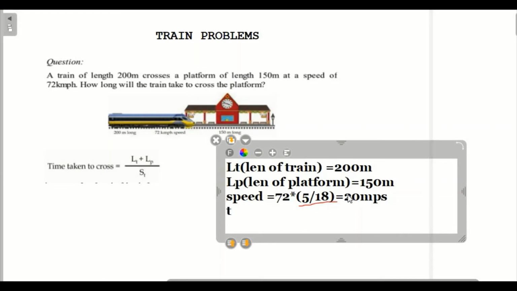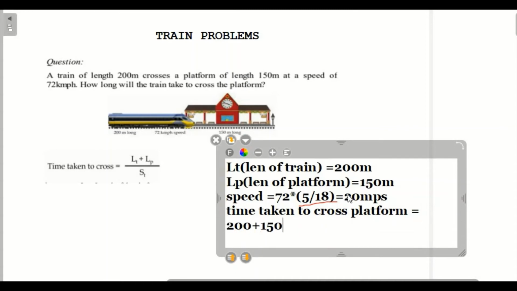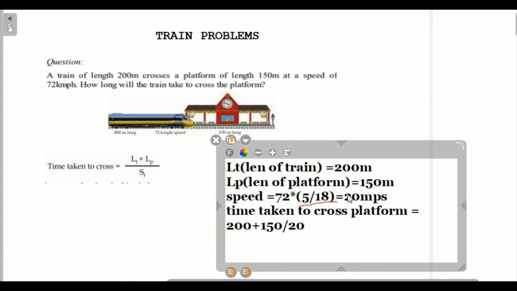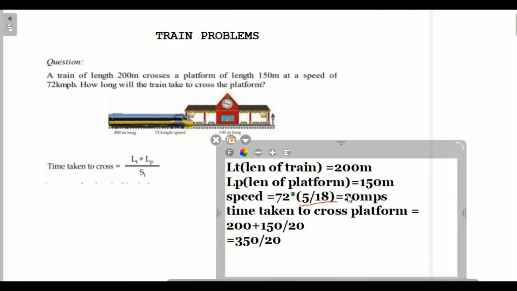Then we have to find the time taken to cross the platform. So time taken to cross the platform equals, going with the formula, 200 plus 150 divided by 20. So 200 plus 150 is 350. We are going to divide it by 20. So our value will be 17.5 seconds. So this is our answer.